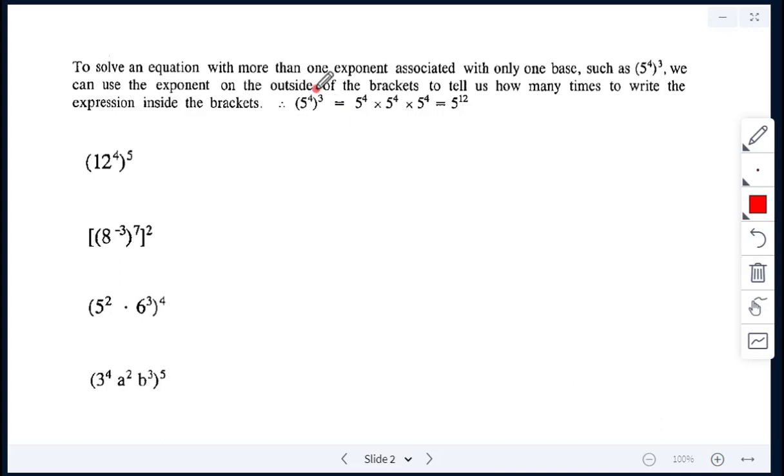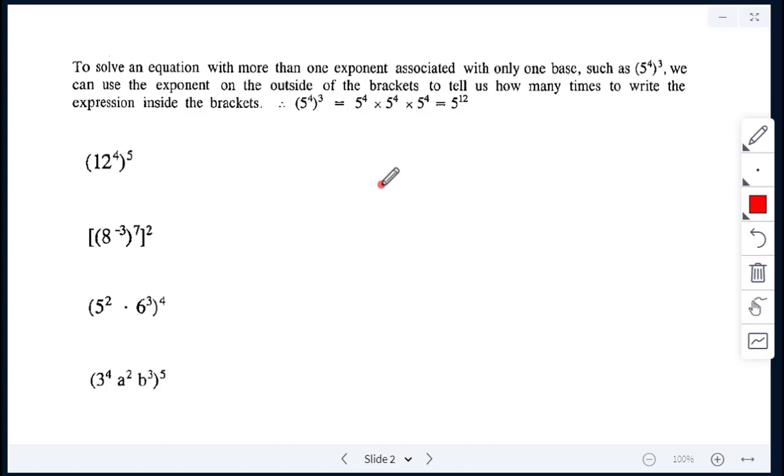So if we have 5 to the power of 4 to the power of 3, in factored form, we can write that as 5 to the power of 4 times 5 to the power of 4 times 5 to the power of 4. Now we would use our product law where we would add our exponents. So 4 plus 4 plus 4, that gives me 5 to the power of 12. But notice, if you multiply 4 times 3, you would also get 12.